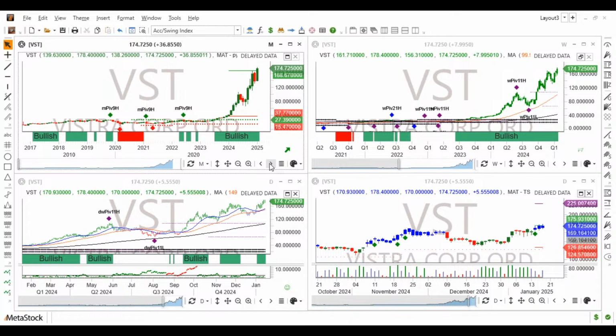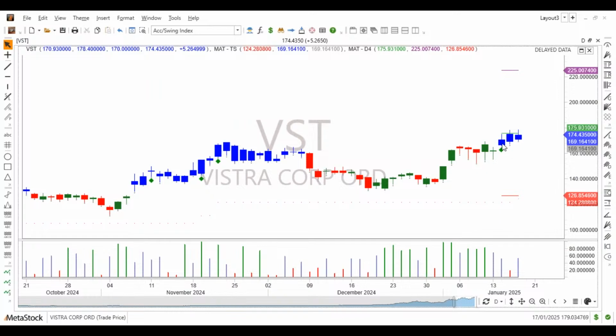This was the top performing stock of 2024, and it's already printing new all-time highs in 2025. So let's be a bit quick with this. Monthly is bullish, as we can see with the ribbon. Weekly is bullish, as we can see with the ribbon. Daily is now bullish, as we can see with the ribbon. If I open up the daily in the bottom right, the bars are blue. There you go. So it's confirming that all three timeframes are aligned.